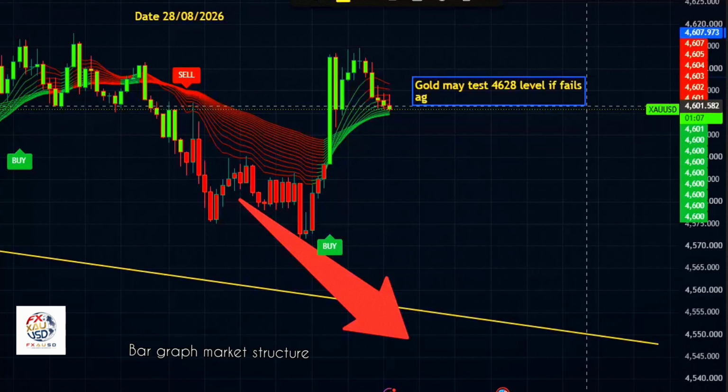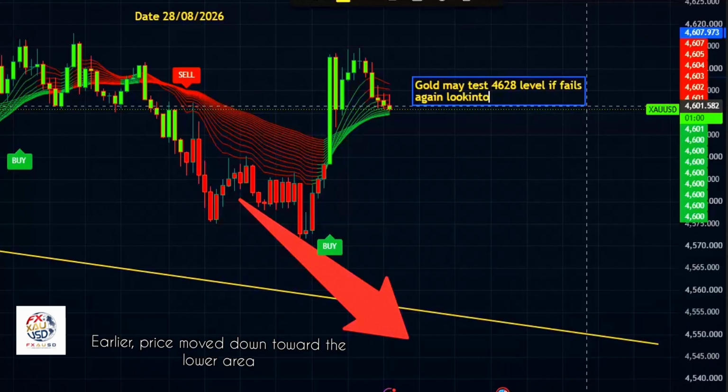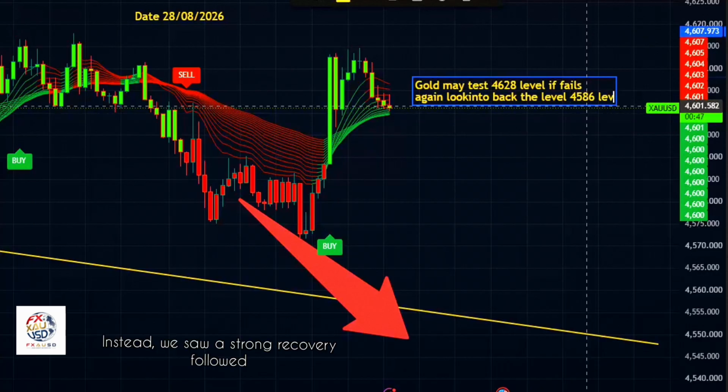Market structure. Looking at the chart, we can see that gold experienced a strong move upward during the London session. Earlier, price moved down toward the lower area and found buying interest. After that, buyers stepped in strongly and pushed gold higher. This is important because the market did not simply continue falling. Instead, we saw a strong recovery, followed by consolidation near the upper part of the move.